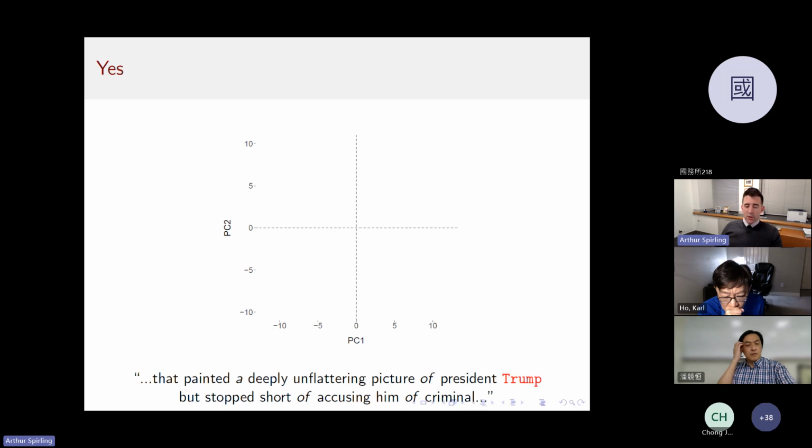So this is the type of sentence that you would find in the New York Times, and we want to build an embedding of capital T Trump here based on the words around it. So it's like a weighted average of unflattering picture of President Trump, blah blah. Okay, and if we do that, what do we get? We get some particular embedding that in 2 dimensions sits here.